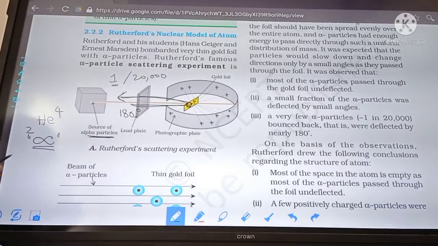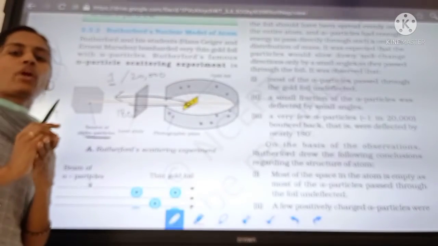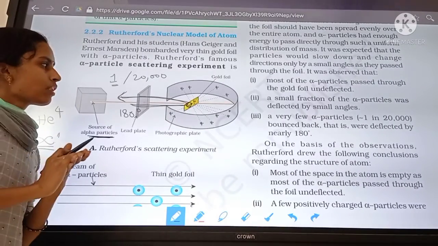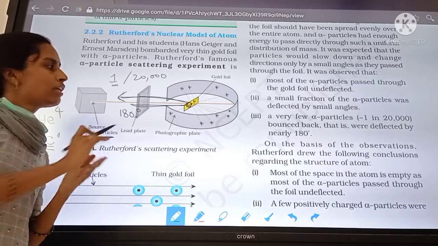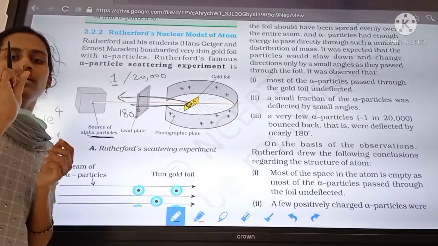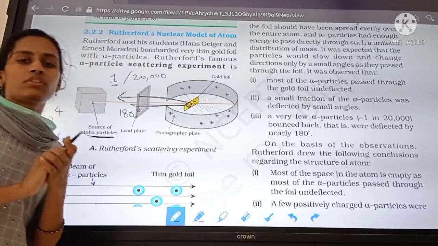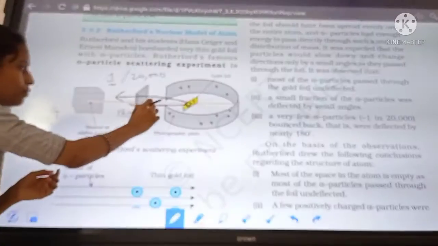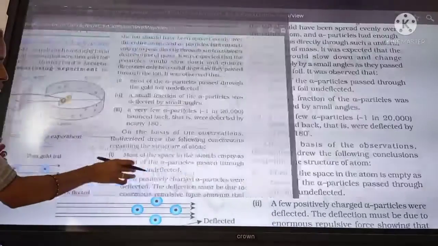So most of the atom's space is empty, and only positive charge is located at the center of the atom within a small space. J.J. Thomson's plum pudding model says that positive charge is throughout the sphere, but here he proved that this positive charge is located only at the center in a very small space. That's why the Rutherford J.J. Thomson model failed. And he has observed that, so here he has given some postulates.